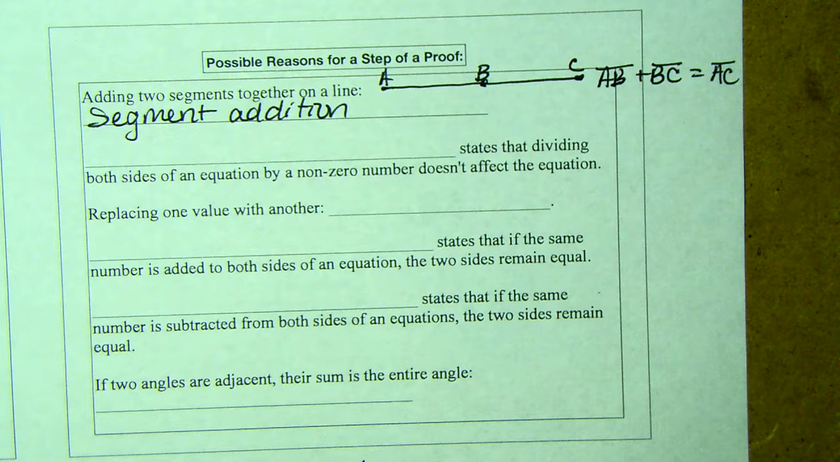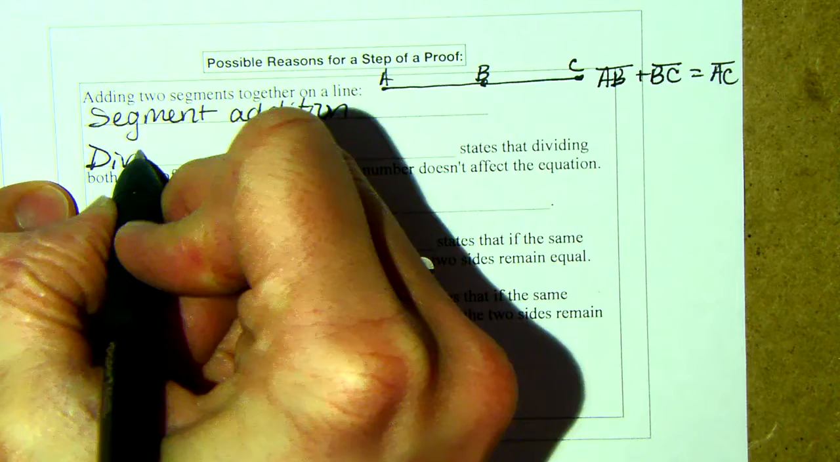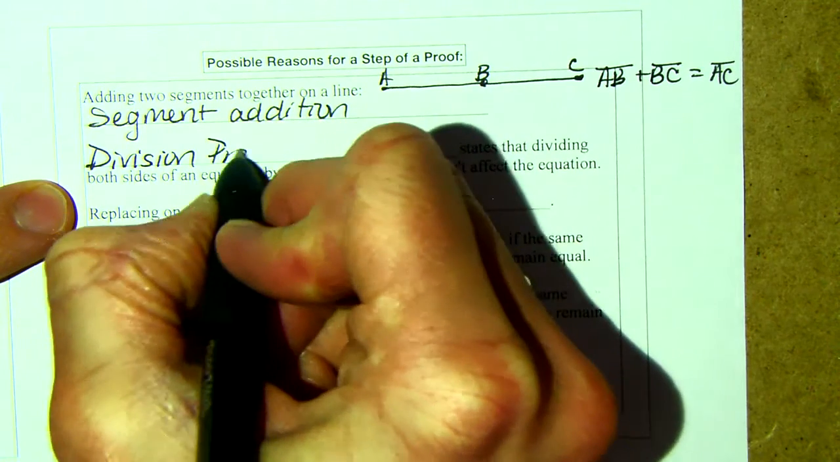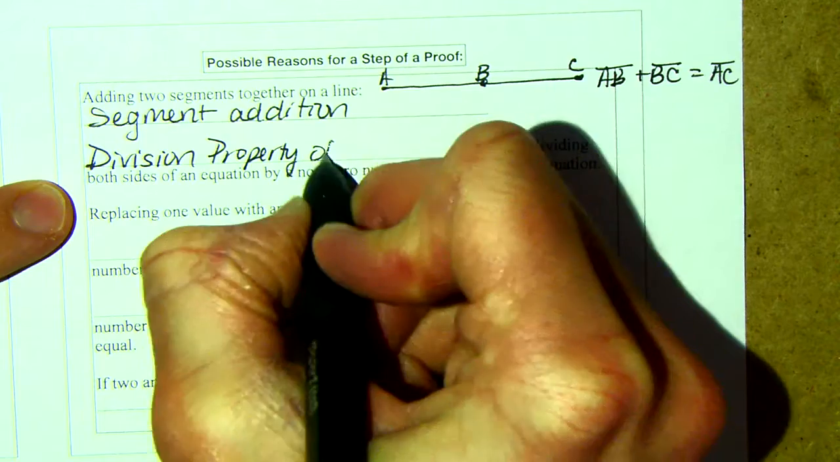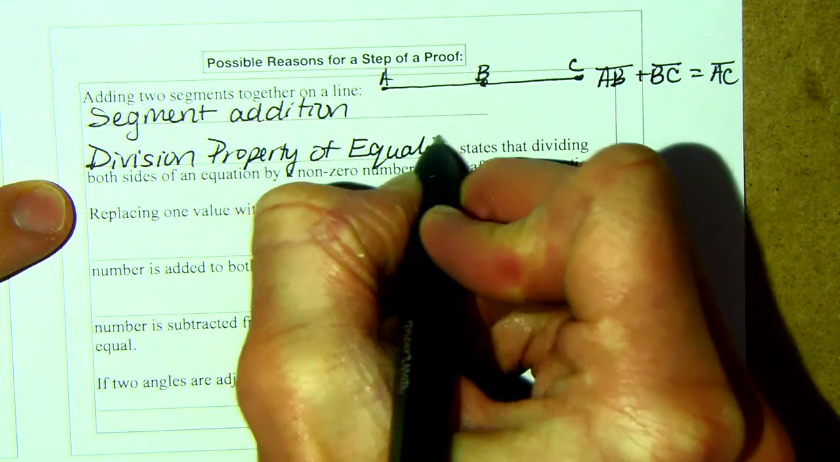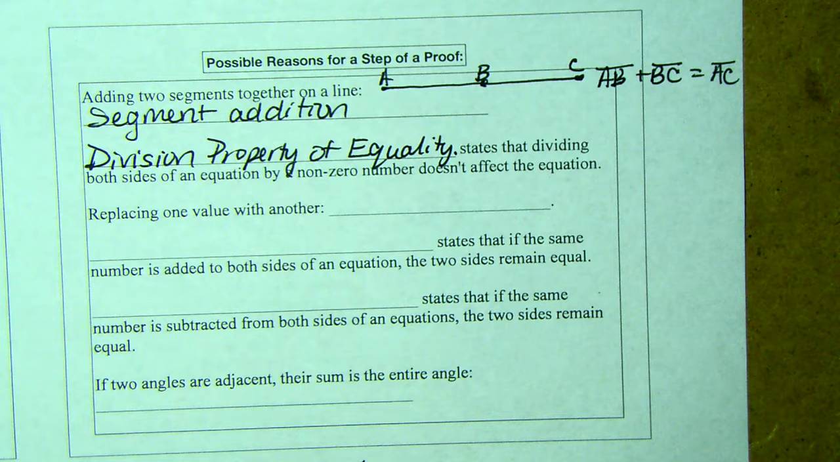Now another possible reason for your reason column: what states that dividing both sides of an equation by a non-zero number doesn't affect the equation, meaning it's still equal? If I divide both sides by the same number, it's still going to be equal, right? So if you find yourself saying, okay, I'm going to divide them both by 5, so they're still equal, your reason would be the division property of equality.